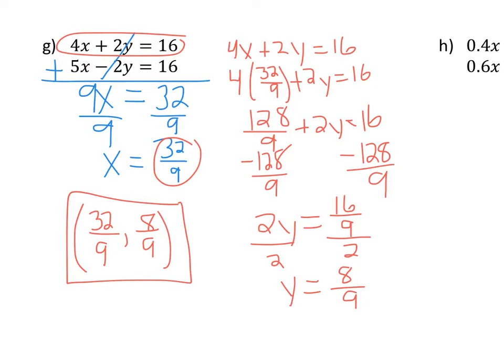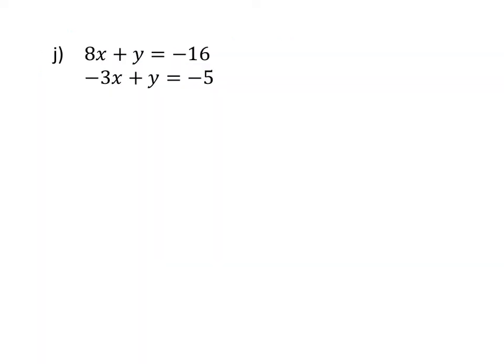Okay, let's go ahead and skip to letter J. All right, so we have 8x and -3x. They're not opposites, they're not the same. We have +y and +y. This time they're the same. We've dealt with everything so far that were opposites. So this time they're the same, and we'll discuss what to do with that.